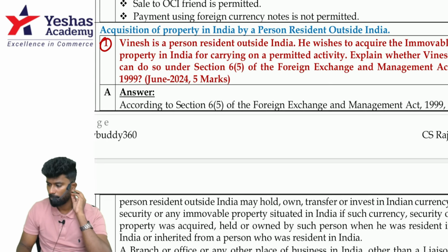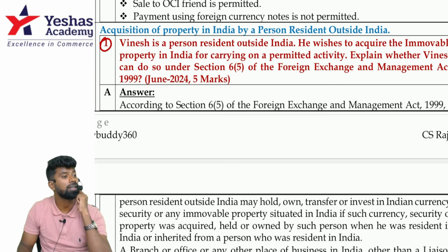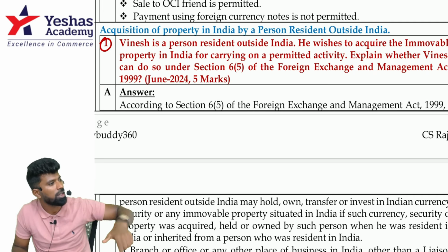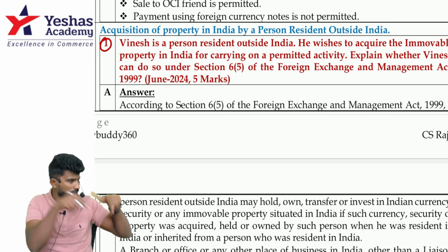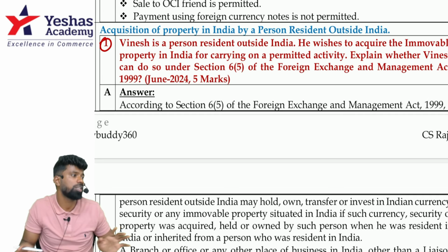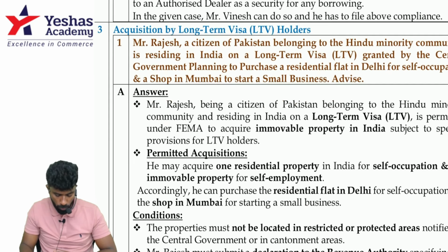Vinesh, a person resident outside India, wishes to acquire immovable property in India for carrying on a permitted activity. Explain whether Vinesh can do so under which section of the Foreign Exchange Management Act, 1999. Remember, a person resident outside India can acquire property in India where? While he is resident in India, or if he inherits it from a person resident in India. Discussed. Yes or no?